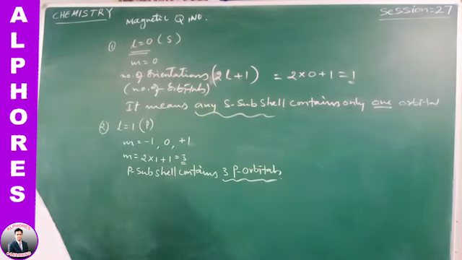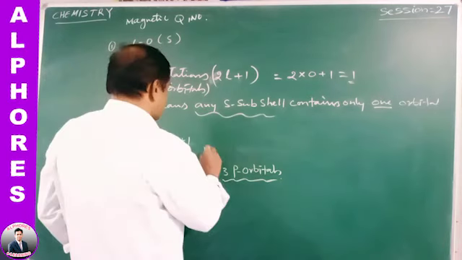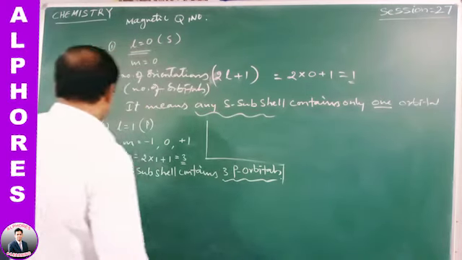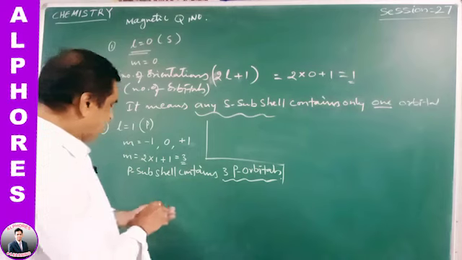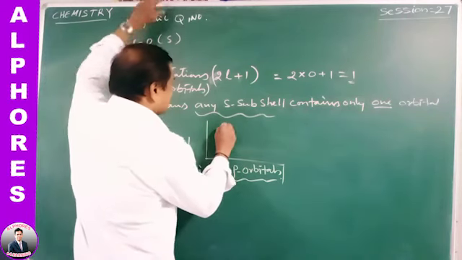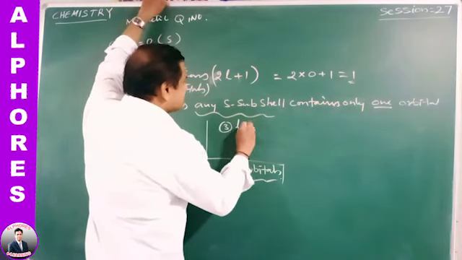3 P orbitals. That is L equals 1. Next, the third example. Let us consider L equals 2.